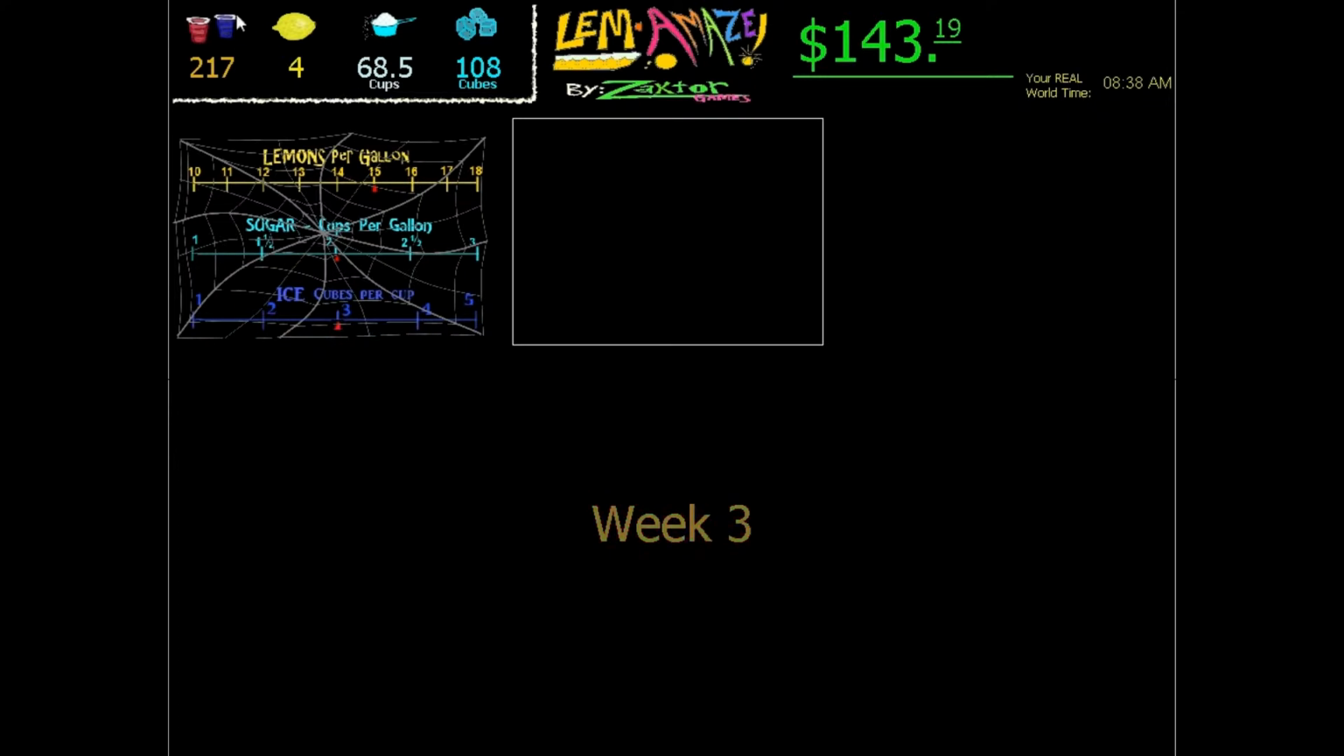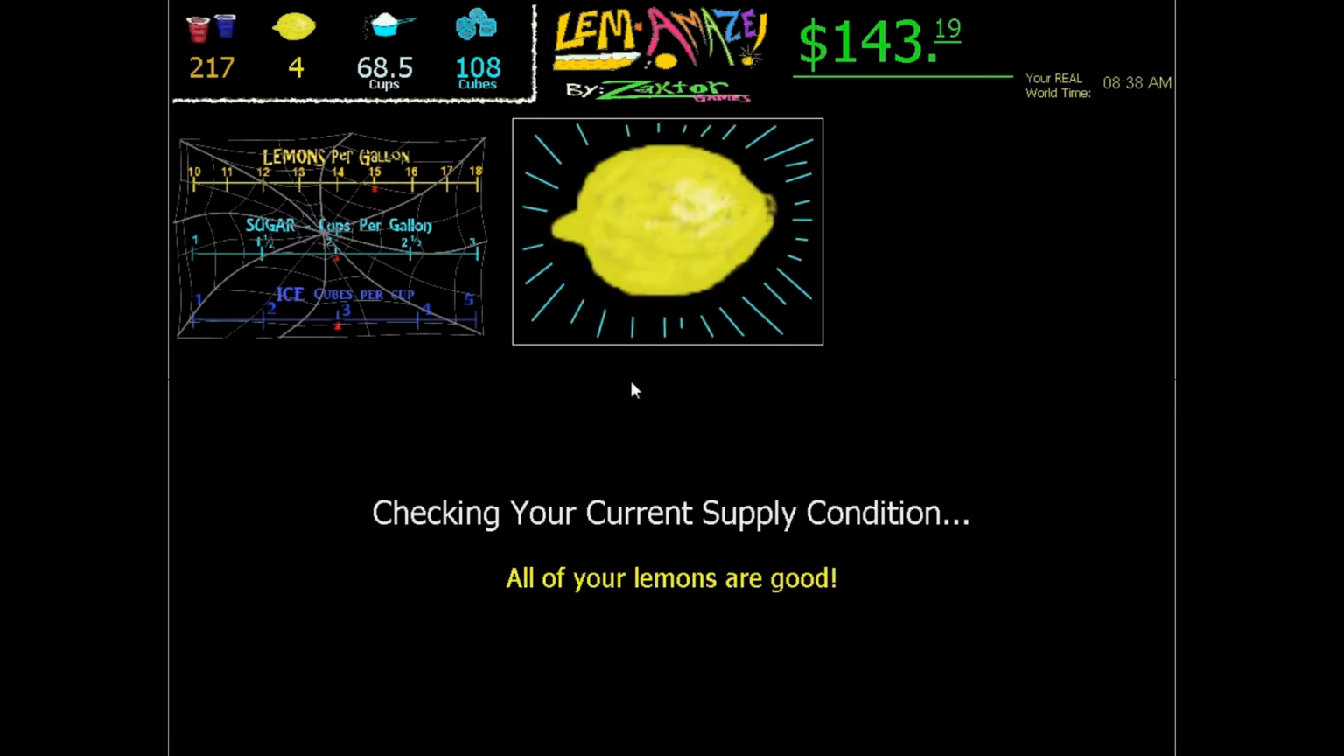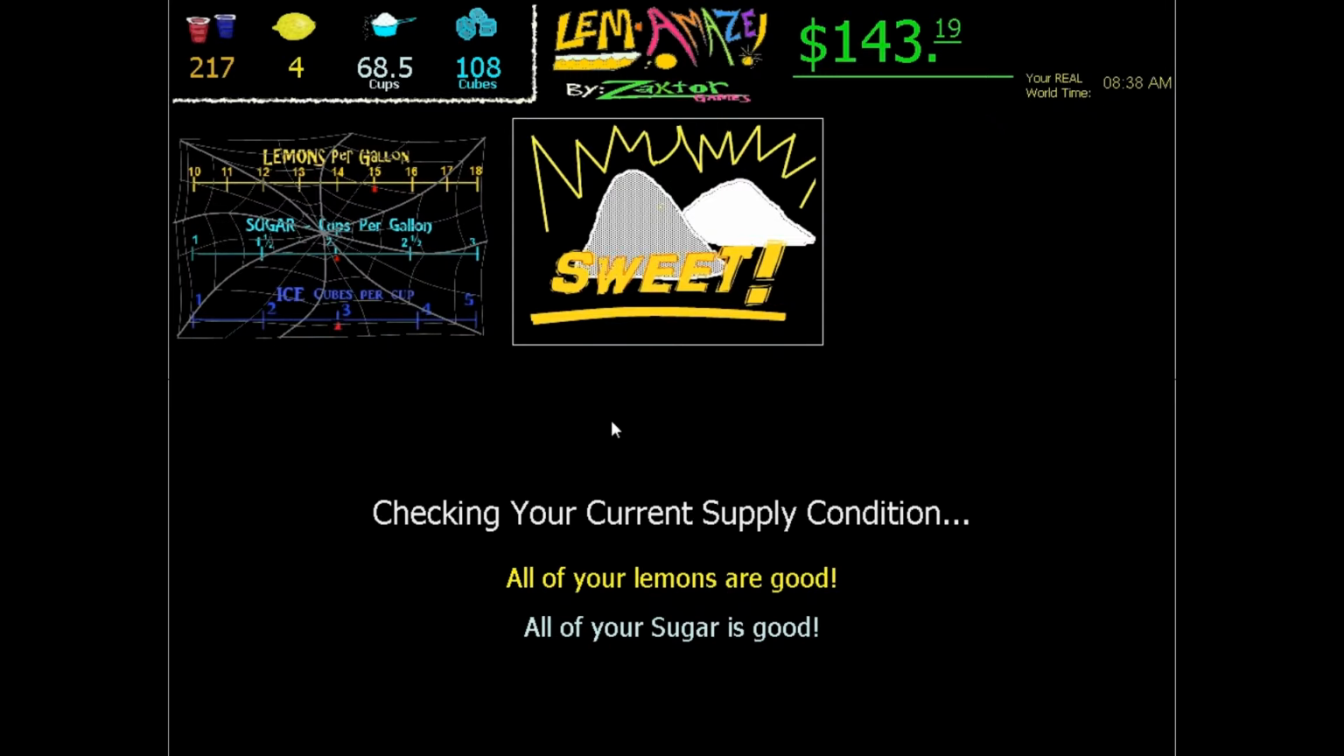I'm going to have to buy more supplies at this point. And you continue on through the end of the game. I'm going to check my supplies every week, make sure they're all still good to make new lemonade. And that's basically how this game works.